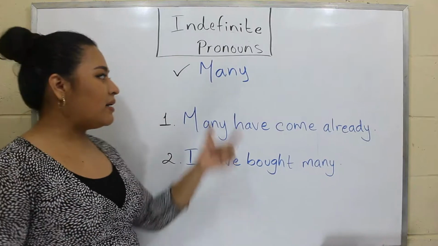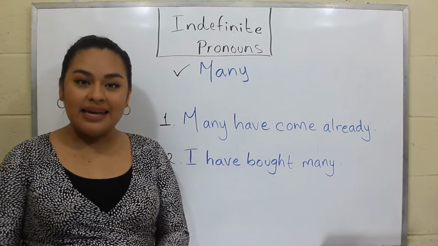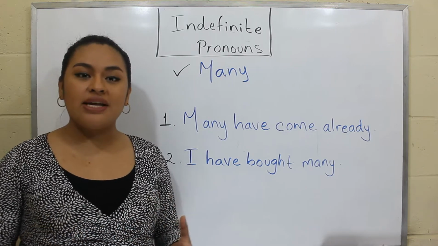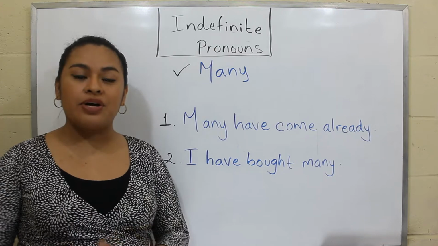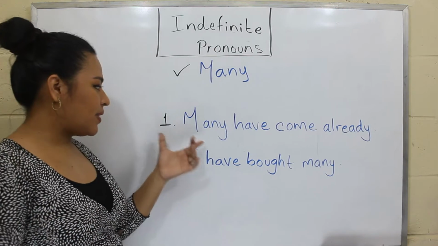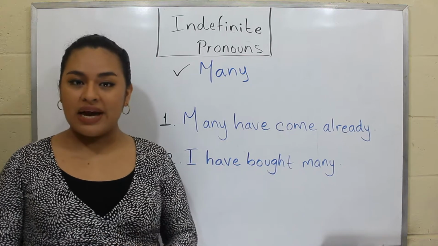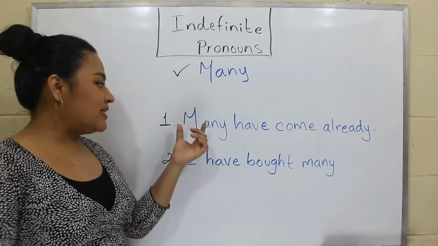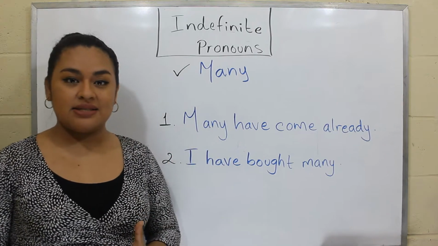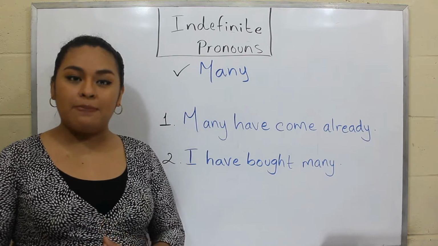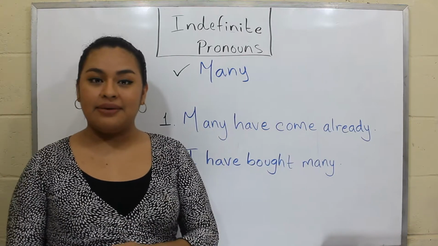Now let's talk about many. Many is a plural indefinite pronoun that we can use when talking about a large number of people or things. For example, many have come already. Here we have the indefinite pronoun many, and this is the subject of the sentence. So this sentence means that a large number of people have come already.